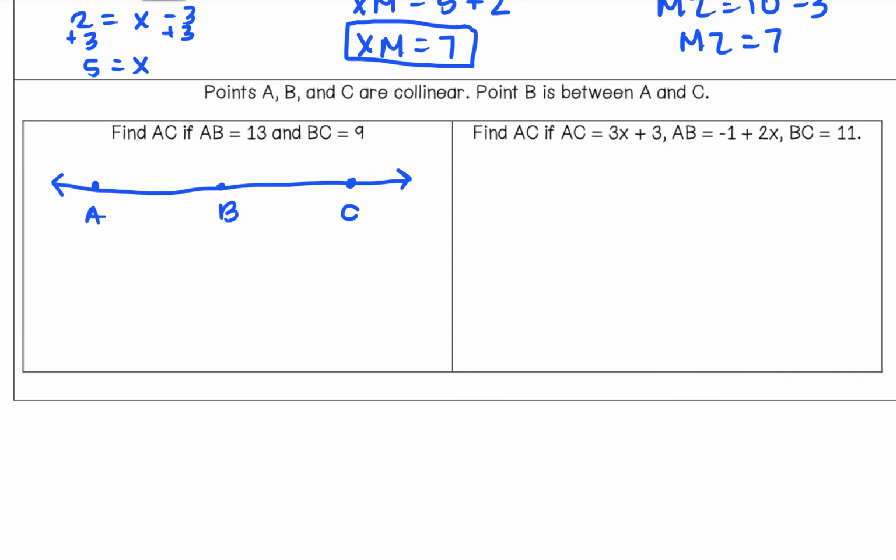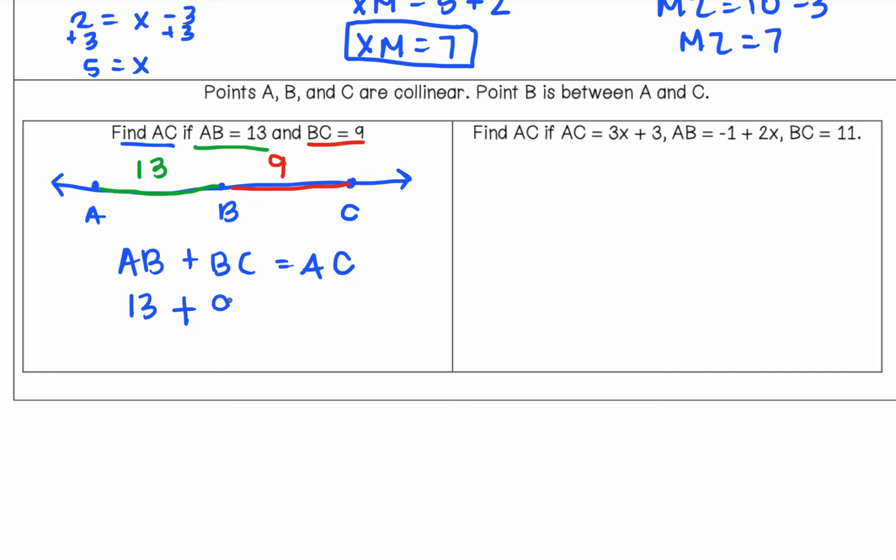So AB equals 13 is my first segment, so I'm going to plug that in right here. And then they also tell us that BC equals 9, so that's this length here. We are looking to find what AC is. We know based on the segment addition postulate that AB plus BC will get us the entire length of AC. So I'm going to plug in 13, I'm going to plug in 9, and I'm going to solve for AC. 13 plus 9 gets us a length of 22 for the measure of AC.